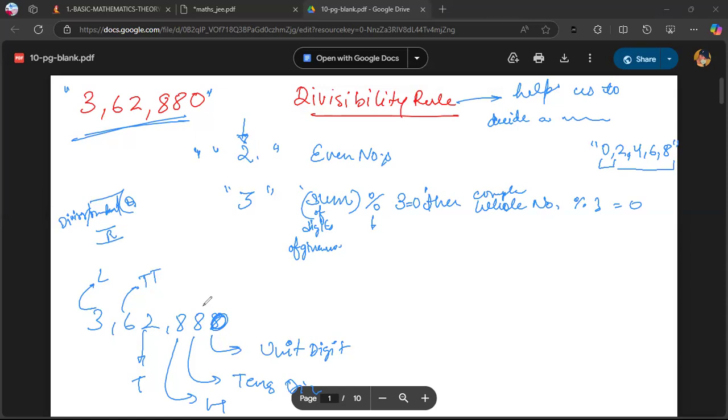So when I say last two digits, we have to look from the rightmost digit. This is our last digit. The last two digits are 80. The last three digits are 880. The last four digits are 2880. Clear? Any doubts? No, sir.